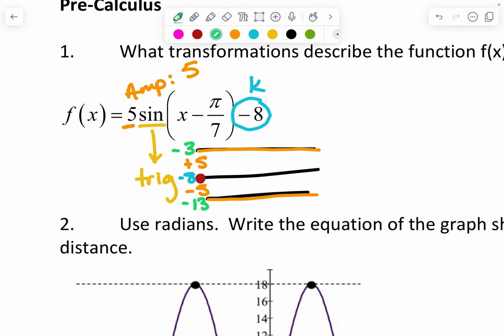And then the other thing we want to look at is that the amplitude is positive, which means this graph starts by going up.